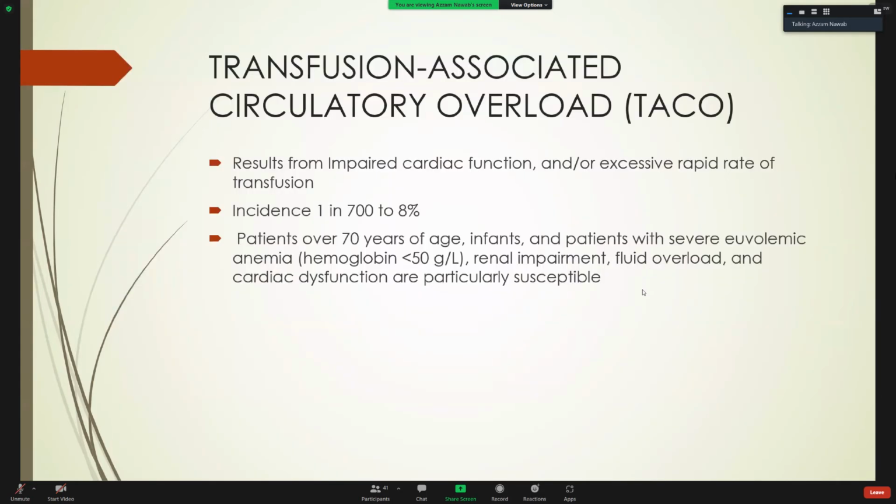Okay. TACO, or transfusion-associated circulatory overload, has a similar clinical picture to TRALI. It results from impaired cardiac function or an excessively rapid rate of transfusion. It happens in 1% up to 8%. Risk factors include patients over the age of 70, infants, patients with severe chronic anemia with hemoglobin less than 50, renal impairment, fluid overload, and cardiac dysfunction, who are particularly susceptible.